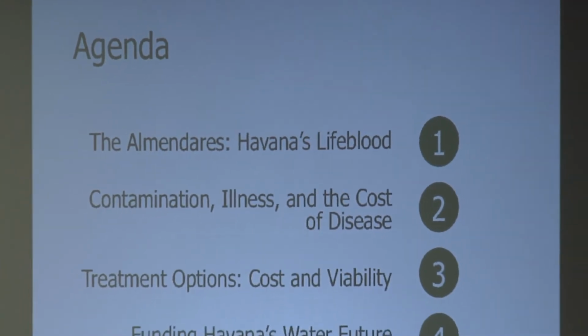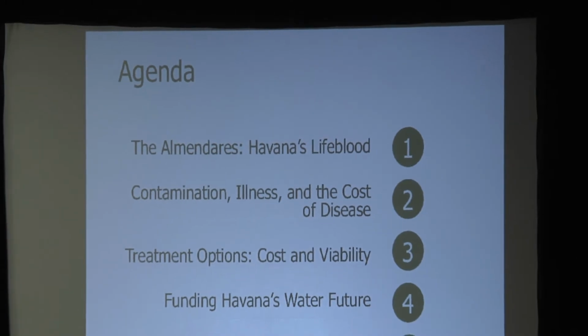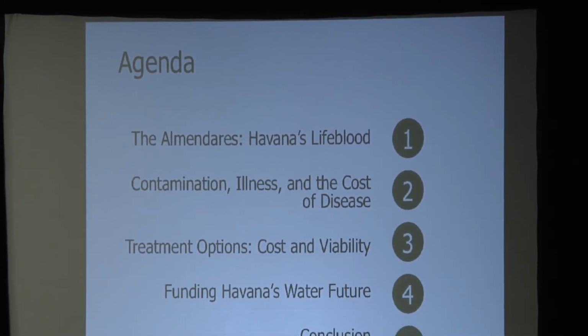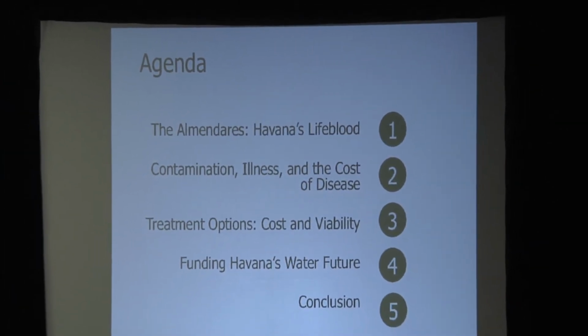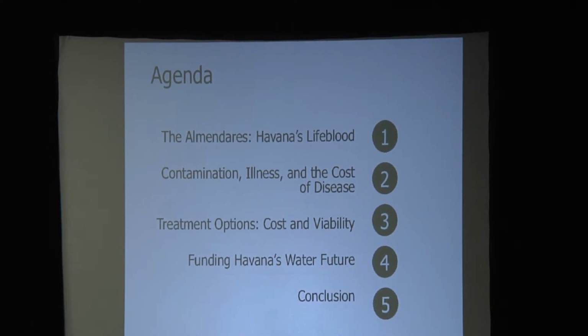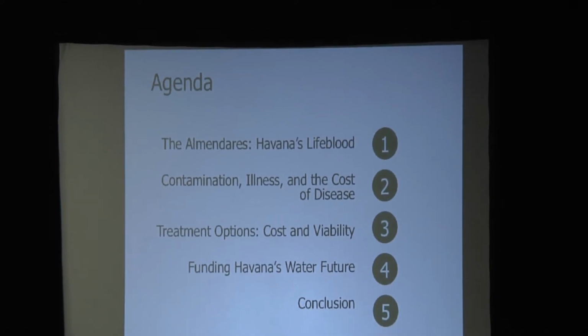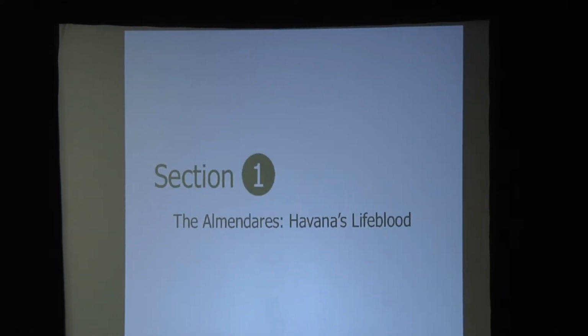So here's a very brief outline of our talk. We're going to introduce the Almendares watershed and what exactly our problems are. We're then going to go into what the proposed remediation would be from a technical perspective. And then Lenny will go on and develop the economic aspects of those improvements and the cost-benefit analysis we develop.